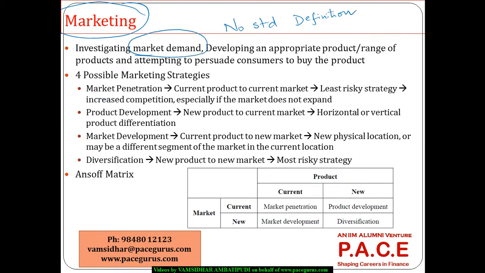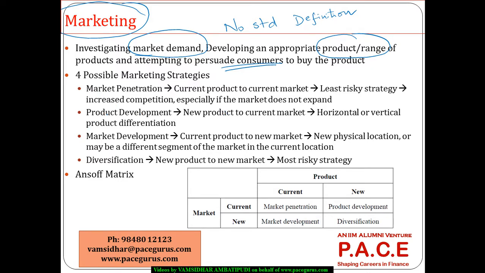Understand what the market really wants. What are the different kinds of customers? What are their requirements? Investigate their demand. And based on that, identify what products do I require. Is it one? Is it a range? And once you design and develop a product, make sure that you are able to convince your customers to purchase that kind of a product.